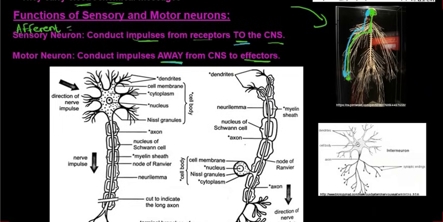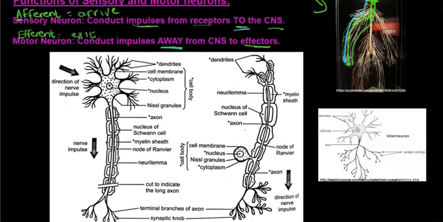And I remember that by looking at the A and connecting it with the word arrive, because the sensory neuron transmits impulses to the brain. So it's arriving at the brain. Where with a motor neuron, it is known as an efferent neuron. And efferent, I connect the E with the word exit. So it leaves the brain and goes to the effectors. So those are the two other names that you can use.